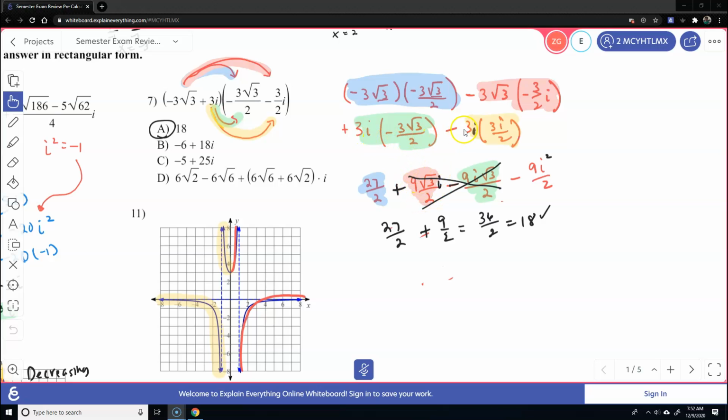And then 3i times negative 3 square root of 3 gives you negative 9 square root of 3 over 2. You notice I put an x, that means that becomes 0. Negative 3i times 3i gives you negative 9i squared. Remember that i squared is negative 1, so that gives you 9 over 2, which gives you 27 over 2 plus 9 over 2, which gives you 36 over 2, since they have the common denominator. 36 over 2 is 18, so that is your answer, okay?